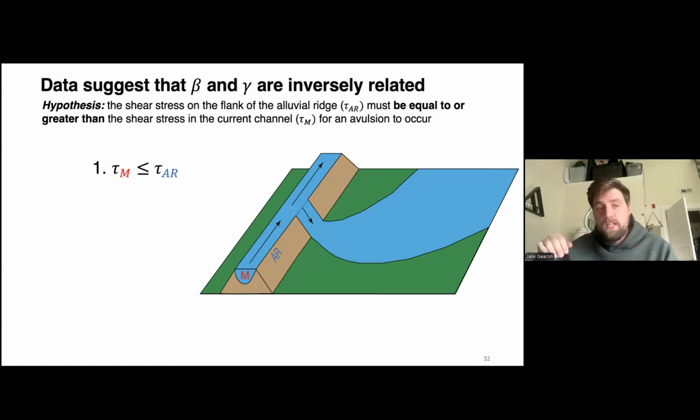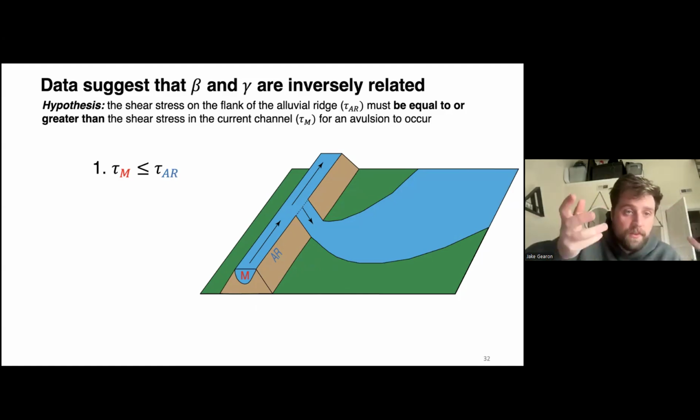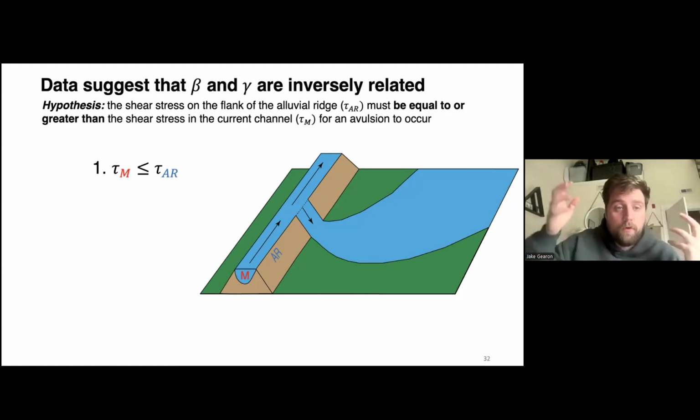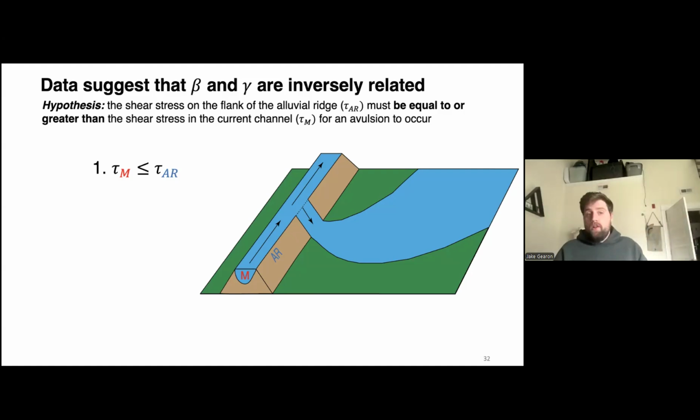And that just simply means that the main channel here is experiencing some push on its bed and its banks from the river water. And for that water to get out of the channel in any way, it has to exert a larger push on the bed and the banks than it normally does. I can set this up as an inequality, showing that the shear stress down the alluvial ridge has to be greater than or equal to the shear stress in the main channel.